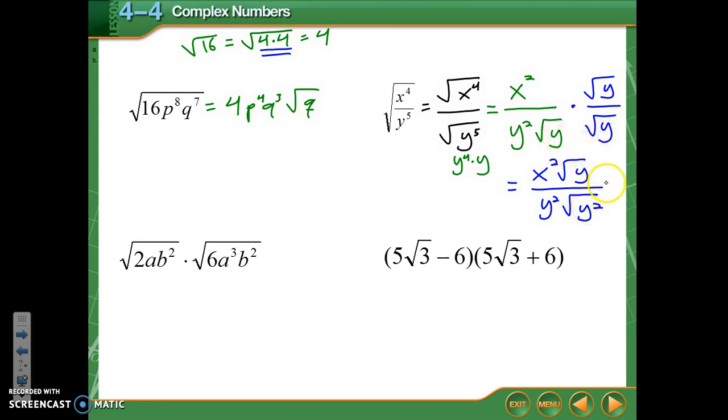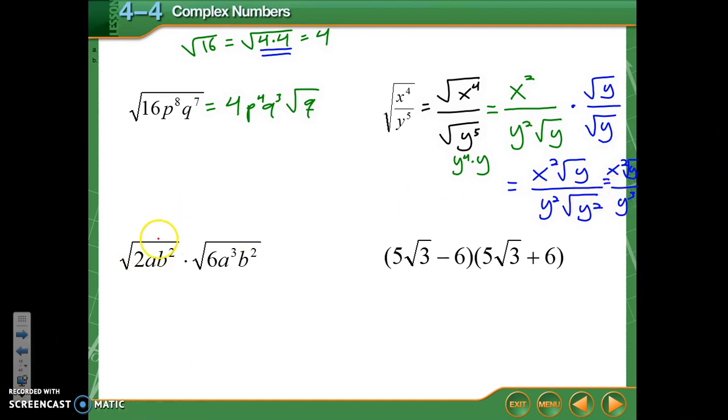But the square root of y squared is y. So my numerator stays x squared times the square root of y. And in the denominator, the square root of y squared is y. Y times y squared is y cubed. So I end up with x squared square root of y over y cubed.